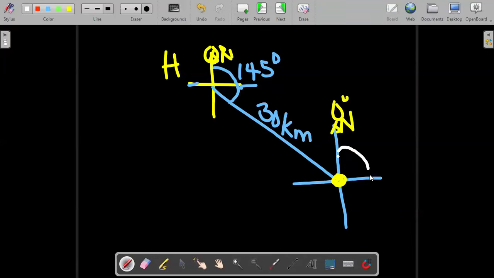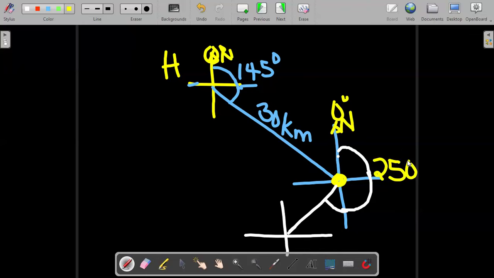Here is 0, 90, 180. Let's do somewhere else about 250. Like I tell you, the distance will have to be shorter than the first one. I have to have a shorter distance. So the bearing now is 250 degrees, a distance of 10 kilometers. Okay? Yes, sir.